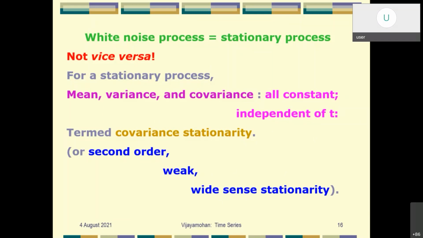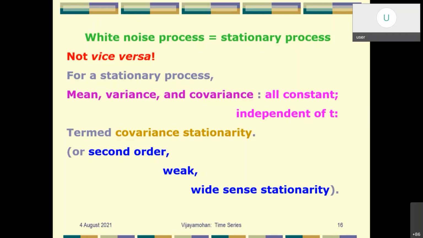But we can find that even though covariance is independent of time, it is a function of the lag. The lag is represented in terms of k. That is t minus 1, t minus 2, t minus 3, and so on. The k is 1, 2, 3, and so on. Or in general, t minus k. So covariance is a function of lag, but it is independent of time. Then we have a stationary process. So white noise process is a stationary process, but not the other way. That is, a stationary process need not be white noise.